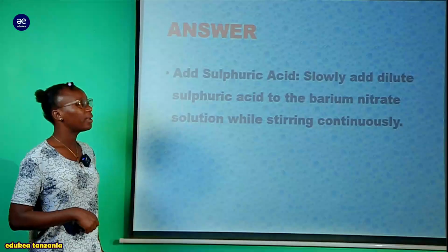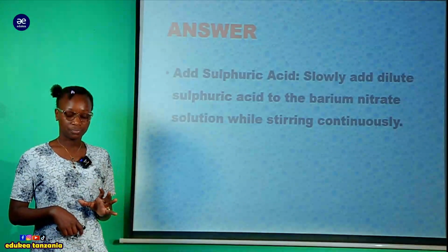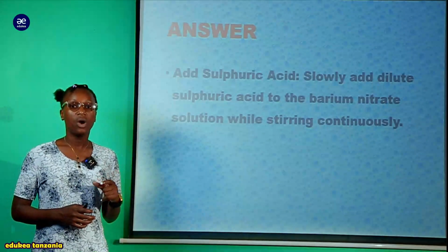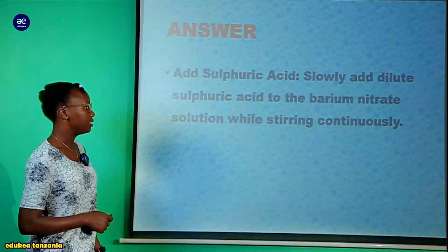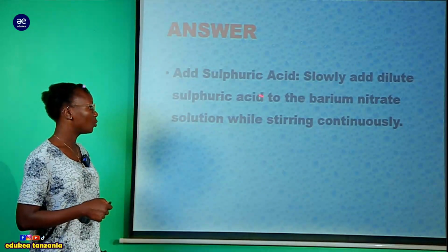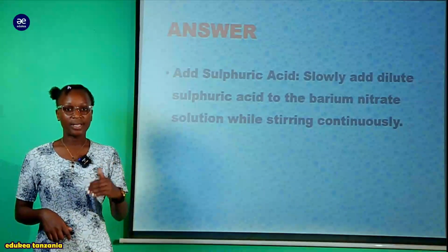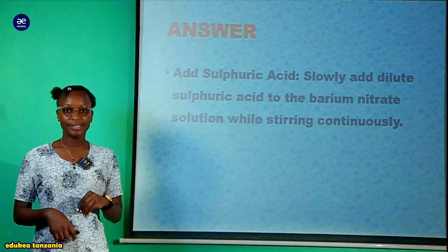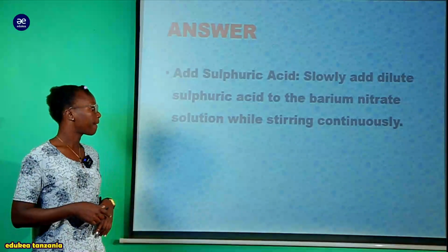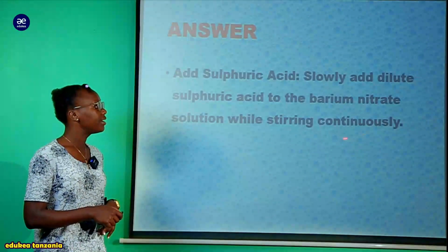After there another step is add the sulfuric acid. Kwa hiyo pale kwenye ile bika yako you have already prepared that barium nitrate, unafanya addition of sulfuric acid. So slowly add dilute sulfuric acid to the barium nitrate solution while stirring continuously. So katika ile solution yako ya barium nitrate unafanya addition ya nini? Sulfuric acid. Na hii sulfuric acid umeambiwa slowly add diluted sulfuric acid to the barium nitrate solution while stirring continuously.